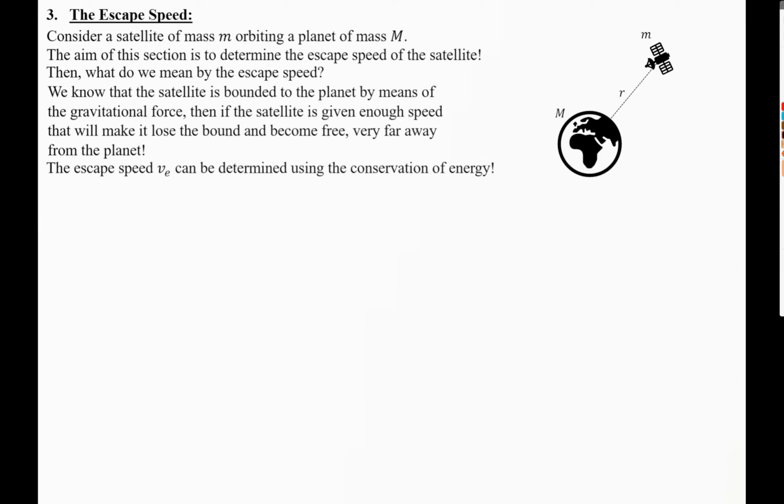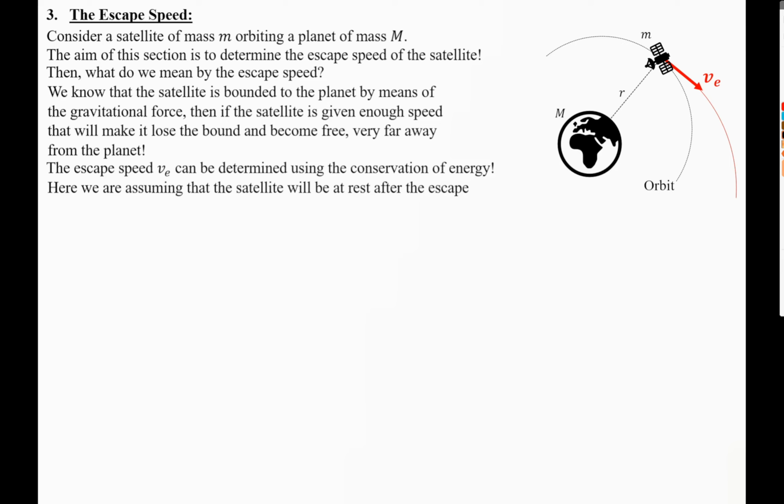The escape speed vE can be determined using the conservation of energy. So let me say here, if this satellite has been given the speed, which is the square root of GM over r, it will exist in this orbit dictated by the value of r. If it is given enough speed, more than this speed, which is known as the escape speed, then the satellite will lose bound with the central mass. Here we're assuming that the satellite will be at rest after the escape.